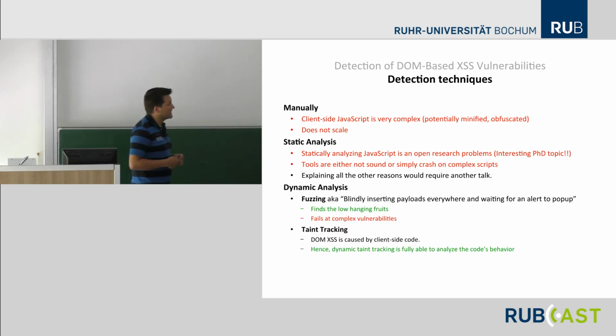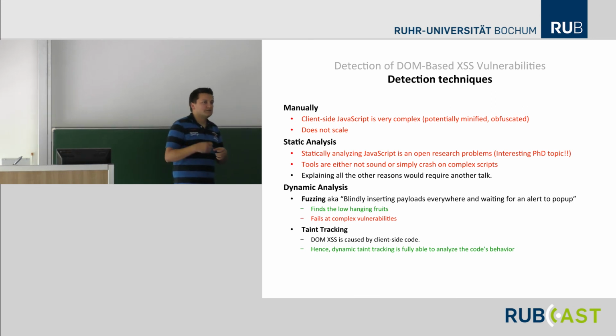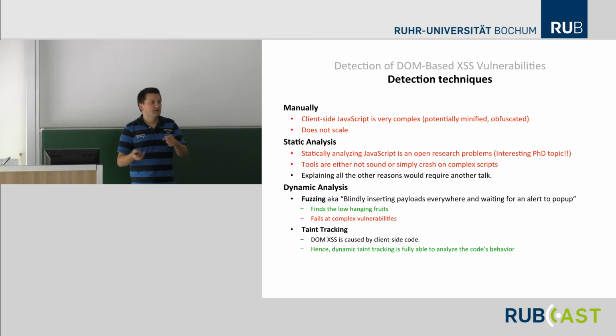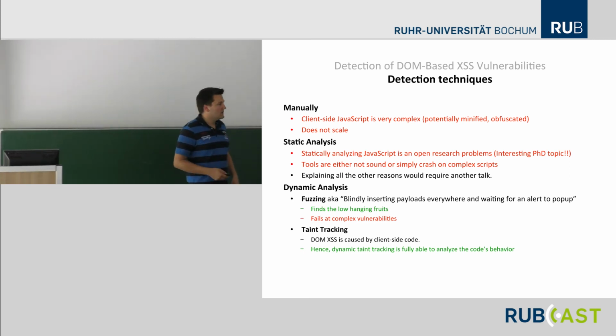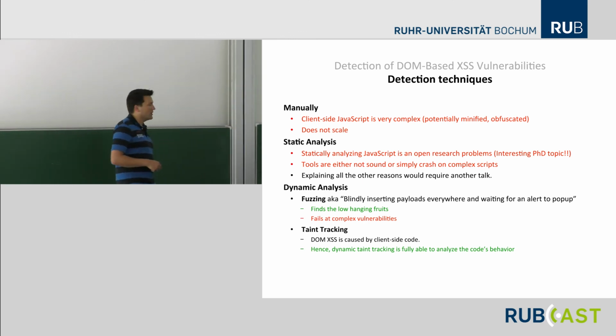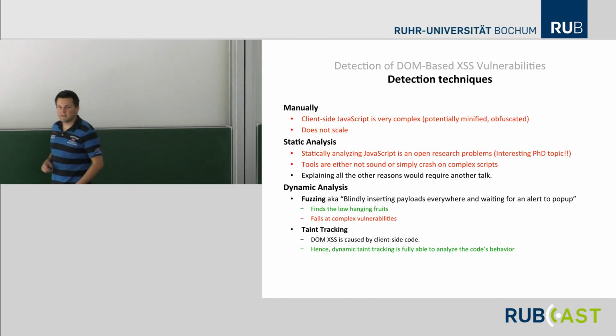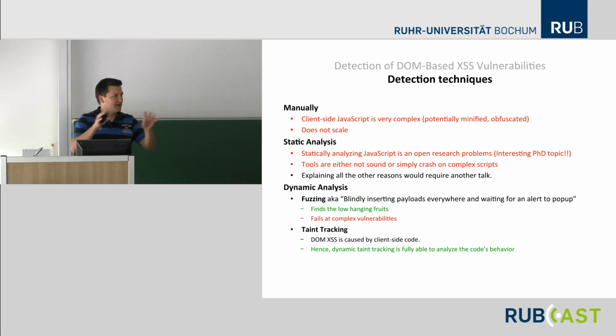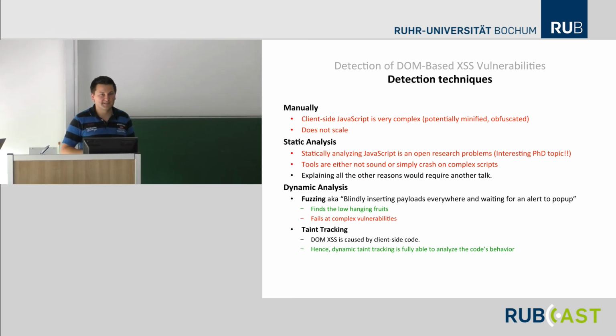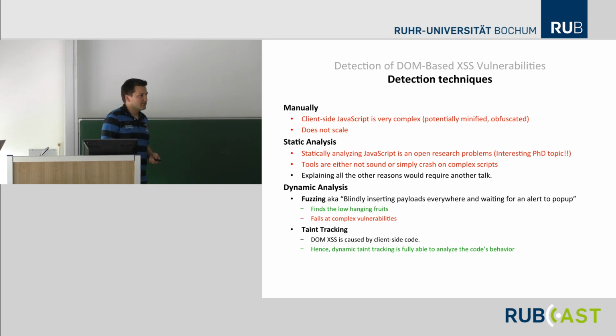This is dynamic analysis, which is basically executing a piece of code, trying different inputs, and analyzing it at runtime. Here we have, again, a few different options, and one that I think is pretty obvious is fuzzing. Fuzzing, also known as blindly inserting payloads everywhere, means just pasting alert into all the GET parameters and seeing whether a payload triggers.